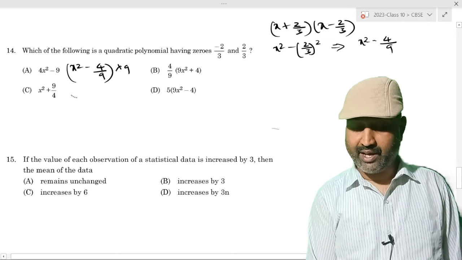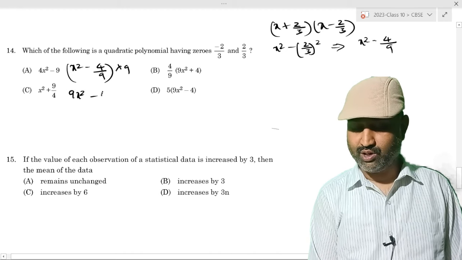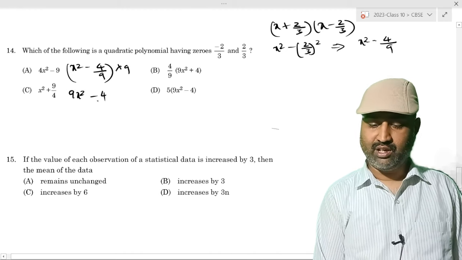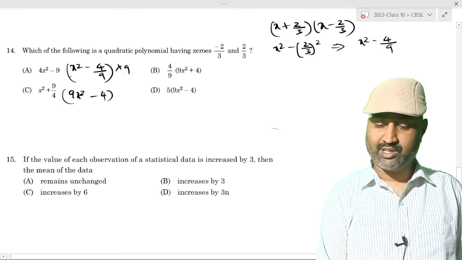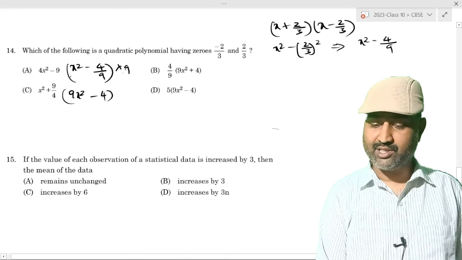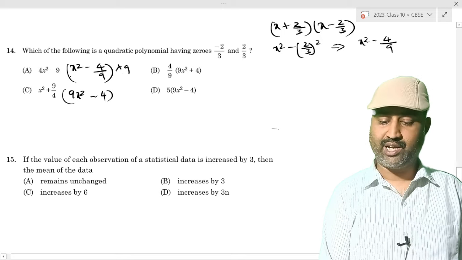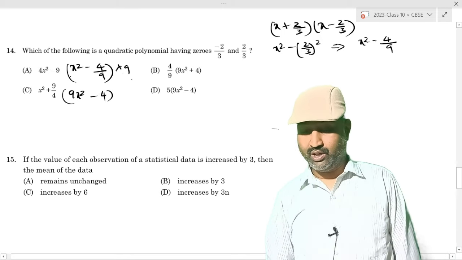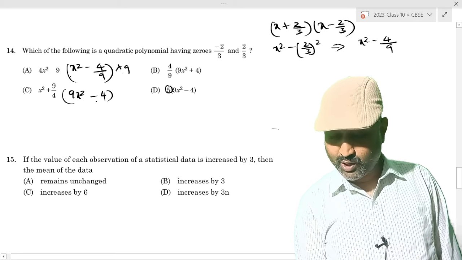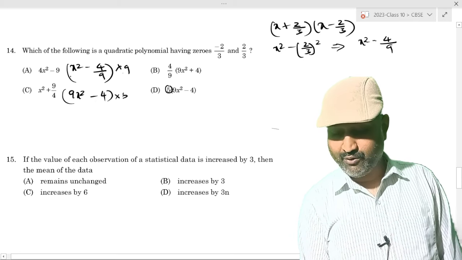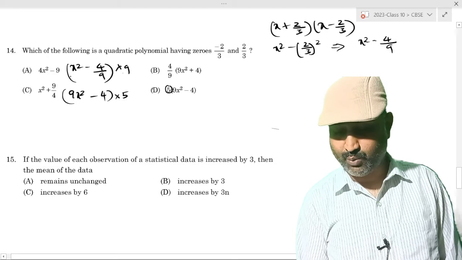It will become 9x square minus 9 into 9, sorry, the 9s cancel out: 9x square minus 4, right? 9 into x square is 9x square, and 4 by 9 into 9 is minus 4. Again, there is no such option yet. Now, observe option D here: 9x square minus 4 is there. Therefore, the answer is option D.